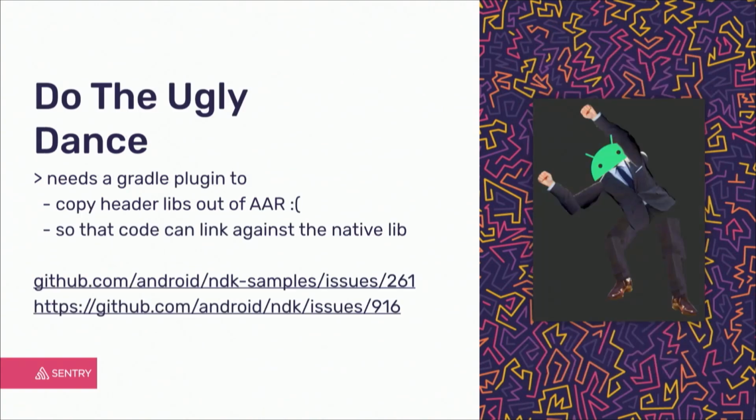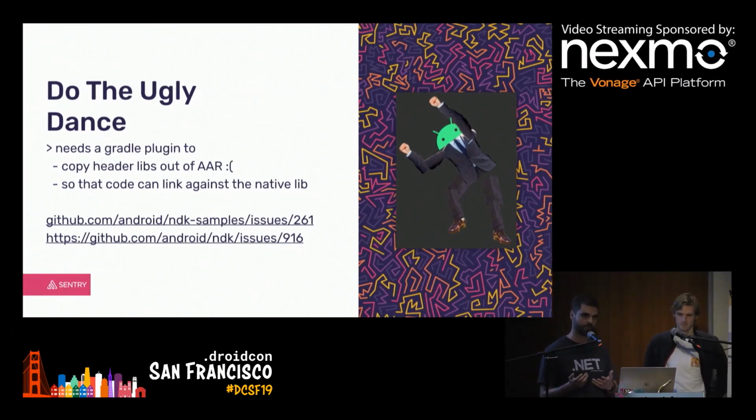So apparently the suggested solution so far is for us to build a Gradle plugin that will copy the native libraries that we bundled in our AAR into your app, and only then can you change your CMake list and link against it, and then call from your C++ code into our C++ code. You don't need any of this to capture the stack, to capture crashes from C++. But if you want to call our code to do different things, then you will have to do this ugly dance that we have.